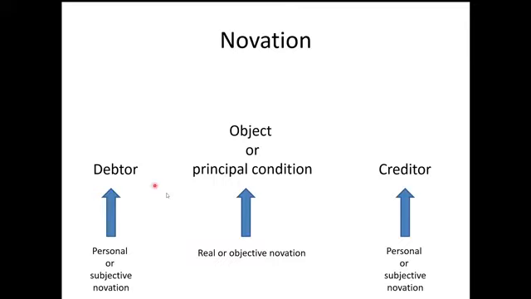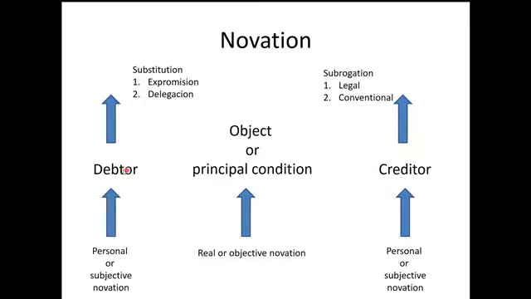O ngayon, tingnan nyo ha, pag pinalitan nyo ang debtor, ang tawag sa batas ay substitution. At ang substitution, pwede siyang expromission or pwede siyang delegacion. Okay? Pero pag pinalitan mo ang creditor, ang tawag sa batas hindi substitution, but rather we call it subrogation. And it can either be legal or pwede siyang conventional. Okay? Tandaan nyo, pag pinalitan si debtor, substitution. Pag pinalitan si creditor, subrogation.